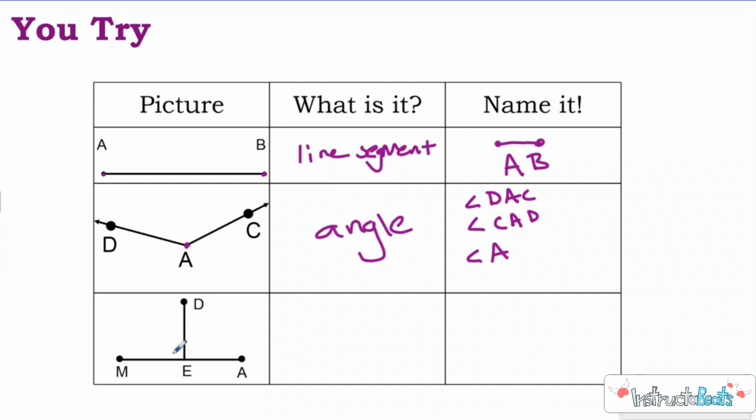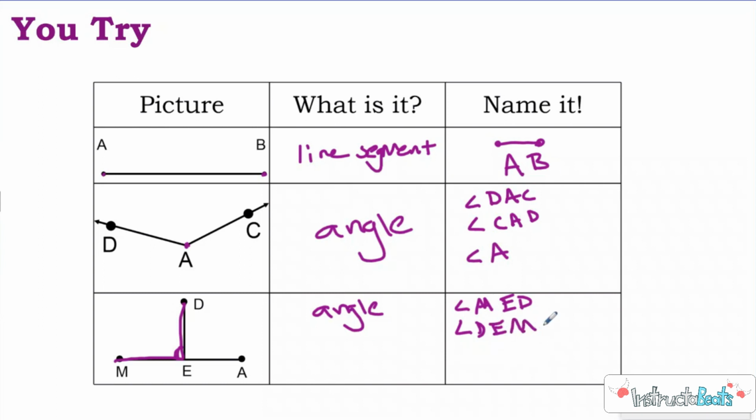Now this bottom one was a challenge, or it's supposed to be, okay? There's actually 2 angles here. There's an angle on this side, so let's start with that. I'll make that one purple. And so that would be angle MED, right? It starts at M, goes to the vertex E, and goes up to D. So angle MED could be angle DEM, all right?